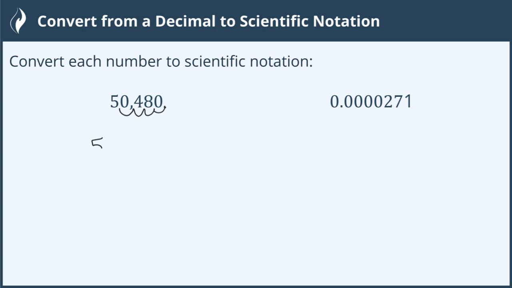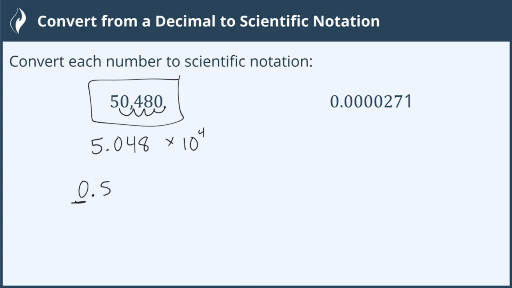So we would say 5.048, and you could put that in 0, but we don't actually need it since it's the last one. And then we would say times 10 to the 4th because we moved it over 4 times. And we couldn't move it over any more than that. If we moved it over more, we'd have 0.5, and this number in front of the decimal has to be 1 through 9. So that wouldn't work. So this is the correct answer.